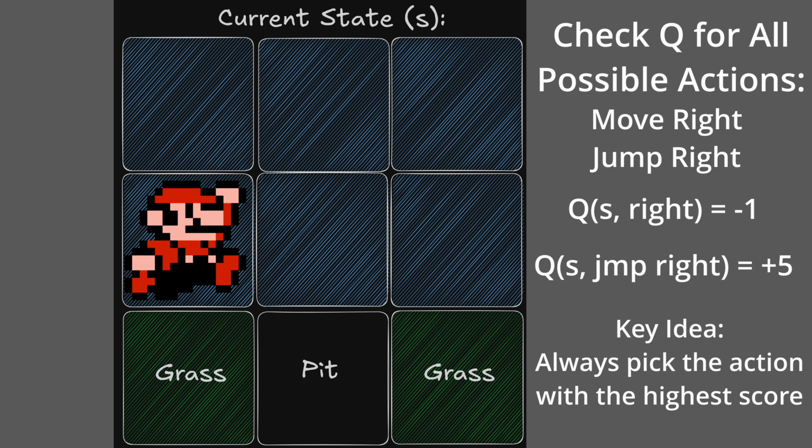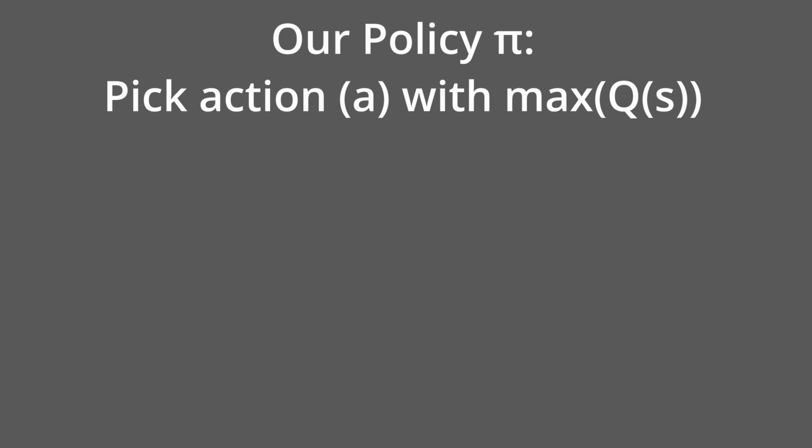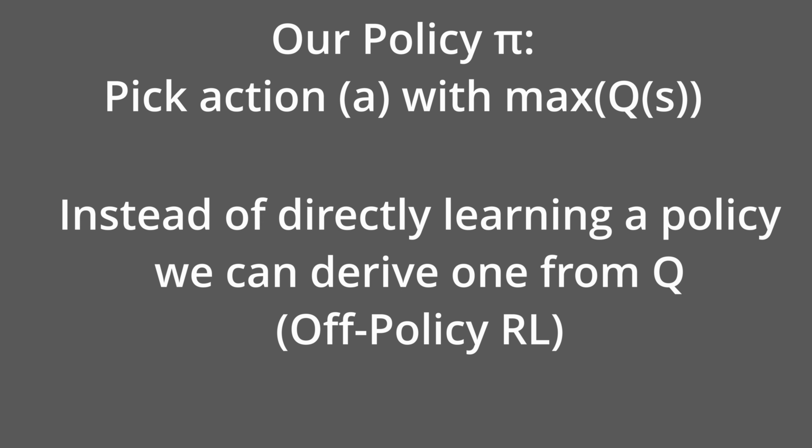Now here's the key idea of Q learning. If we know the Q values for all actions, we can just always pick the best one. That gives us our policy. Always choose the action with the highest Q value. So instead of directly learning a policy, we learn Q, and the policy naturally comes from it. This is why this method is known as an off-policy method of reinforcement learning.